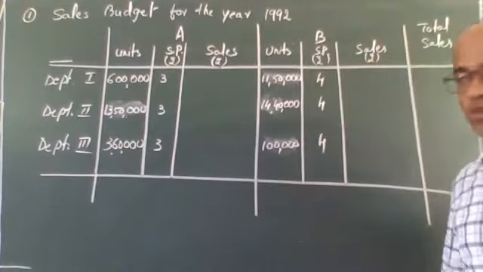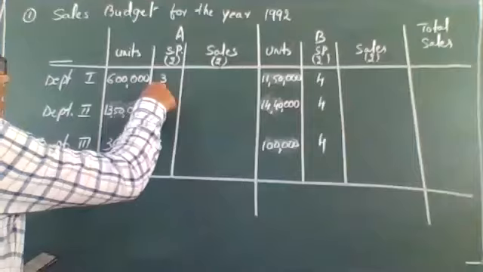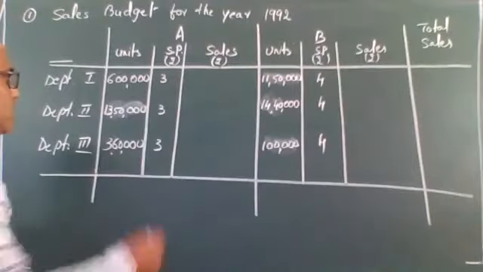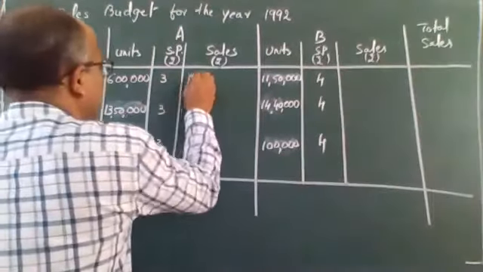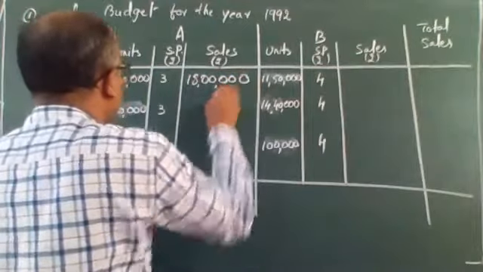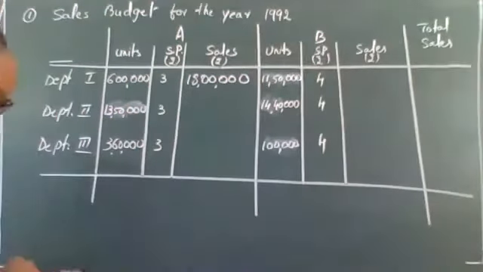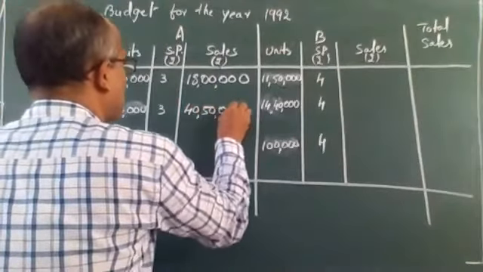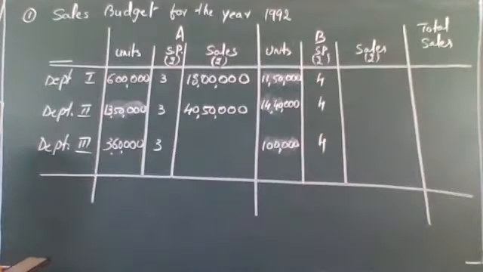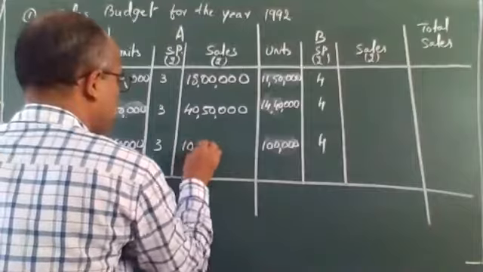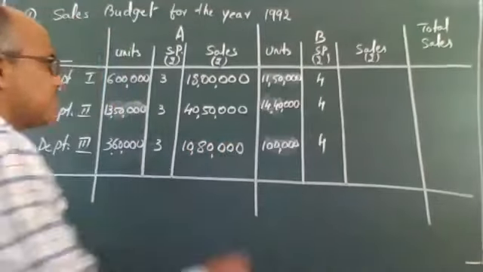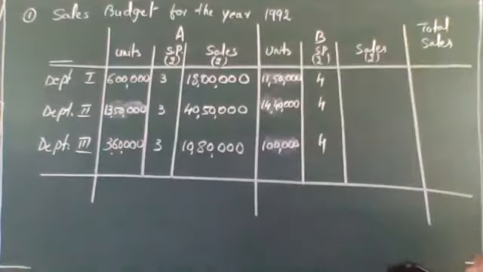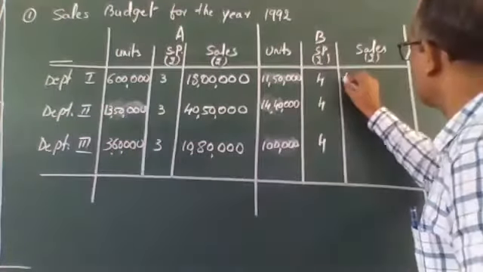It's up to you. It's in front of you. Now what you have to do? Units multiplied with selling price gives you sales figure. So it is 6 lakhs into 3 is 18 lakhs. 13,50,000 into 3, how much should it be? It's 13,50,000 into 3 comes to 40,50,000. This is 3,60,000 into 3, that comes to 10,80,000. This is 11,50,000 into 4. That comes to 46 lakhs.